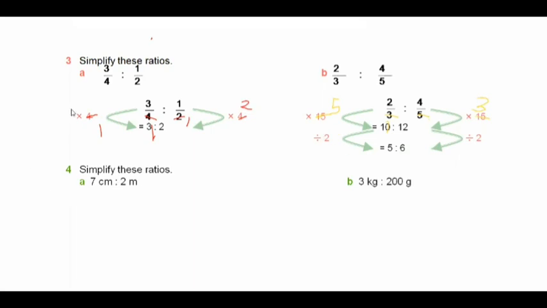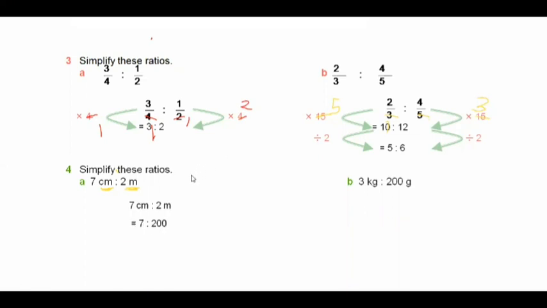We can see that the unit here is different. So remember, whenever we are simplifying a ratio to the simplest form, the unit has to be the same. So we first convert this meter to centimeter. 1 meter is 100 centimeter. So we convert 2 meter to centimeters. So we get 2 meter as 200 centimeter. So that is how we simplify this.